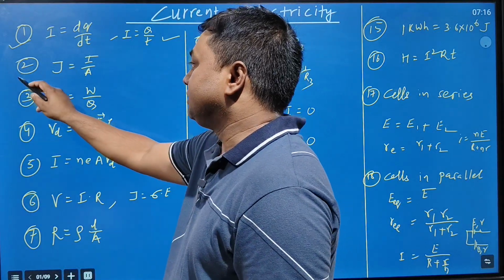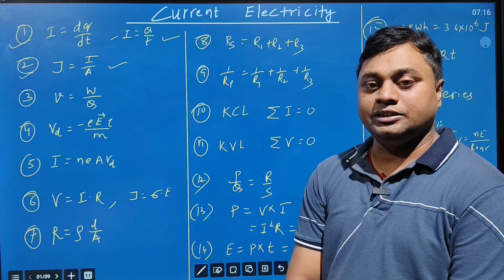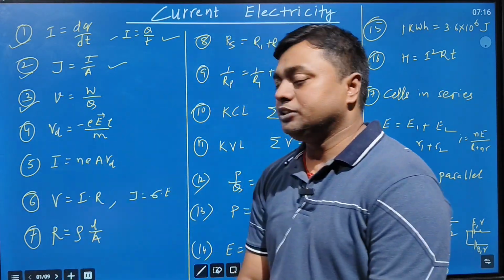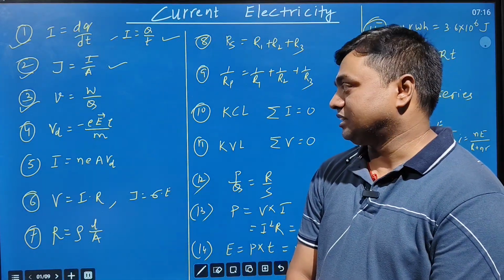Okay. Next, current density J, charge flowing per unit area. I by A is what? J, current density. V is equal to what? W by Q. V is the potential, W is the work done, Q is the charge.